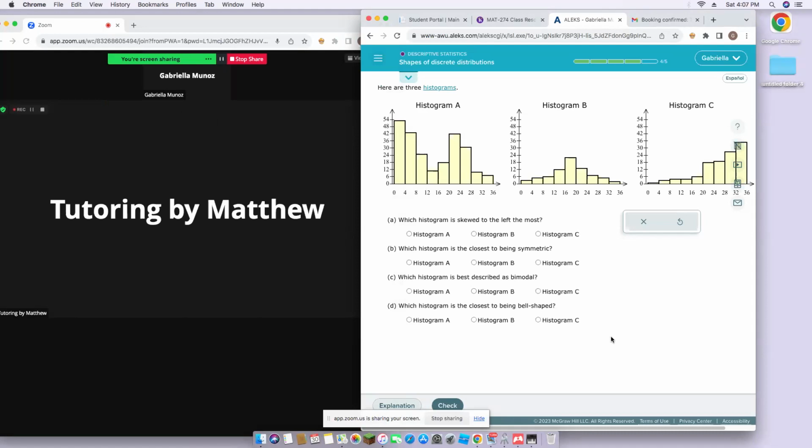Okay, let's talk here. Skewed to the left the most. That means it's going to have a left tail. So look, it looks like the C. Yes, exactly. And then symmetric, like imagine drawing a line right down the middle. It's going to be the same on the left and the right. So B, I would assume. Yeah, B looks good to me.